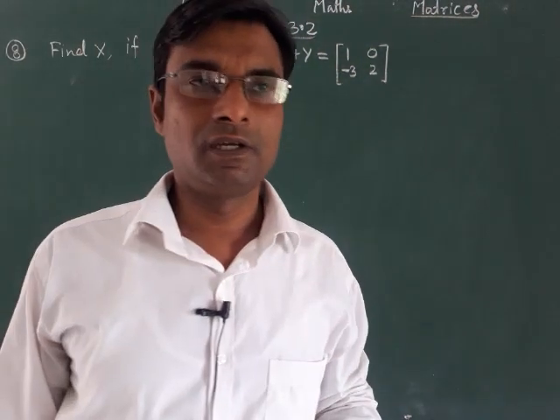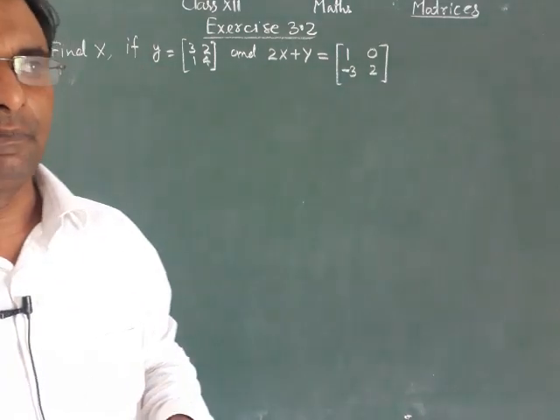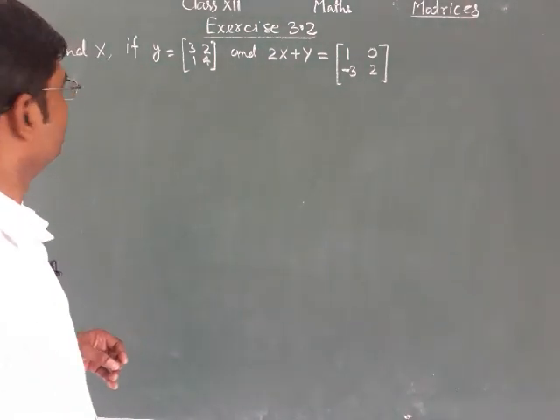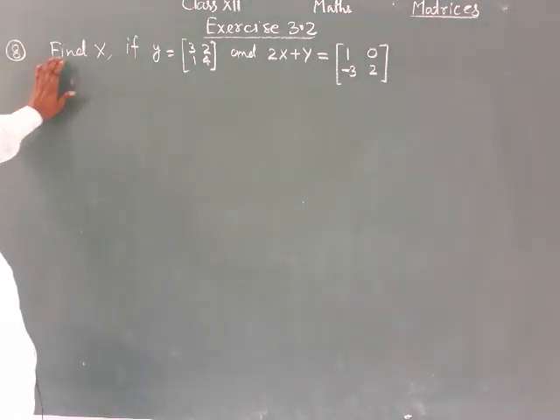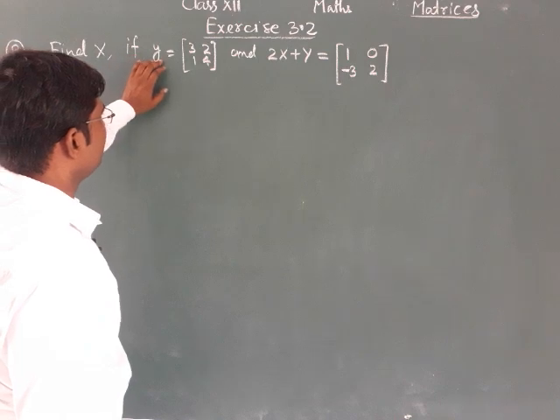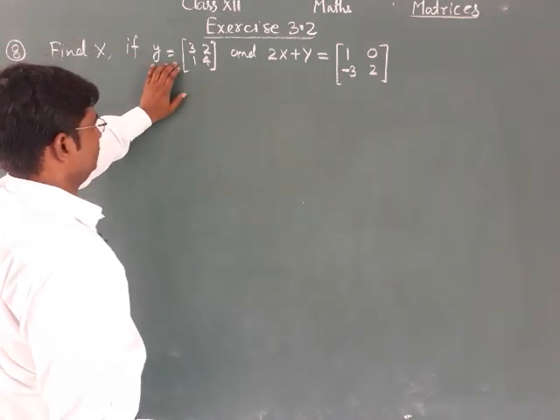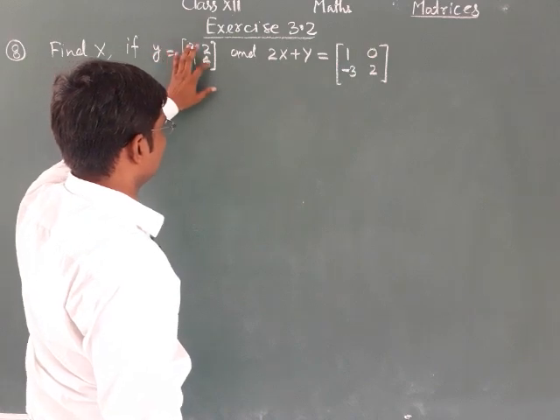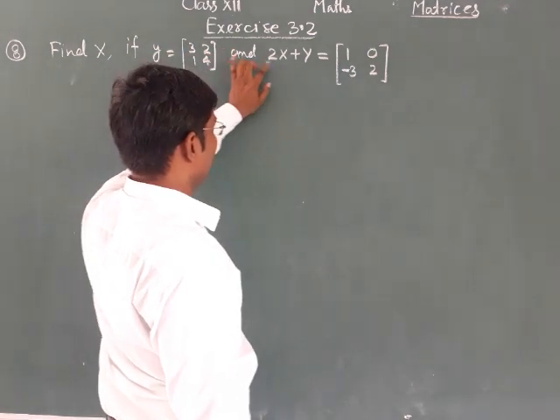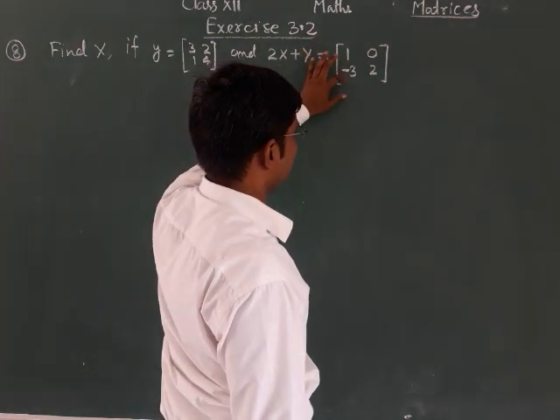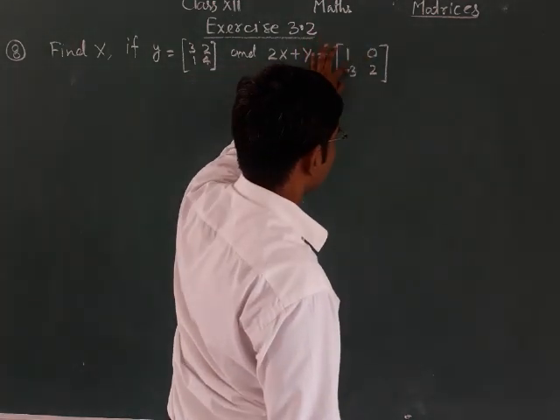Dear student, today I will solve the remaining questions of exercise 3.2. Question number 8. Find the value of x, if y is equal to the matrix [3, 2; 1, 4] and 2x plus y is equal to the matrix [1, 0; -3, 2].